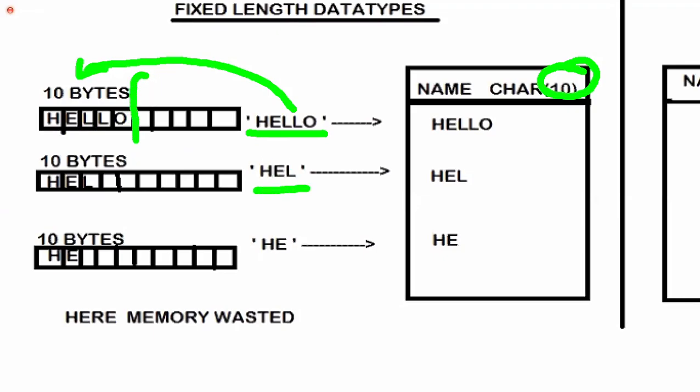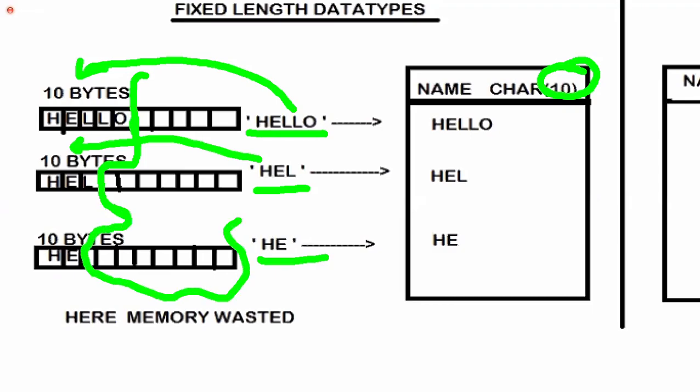And here hell is also allowed. For hell, it again allocates 10 bytes. See, the number of bytes does not change. Allocation is the same, 10 bytes, but only 3 bytes are occupied and the remaining bytes are wasted. And here for he, it again allocates 10 bytes. Occupied 2 and the remaining bytes are wasted. So this is what we call wastage of memory. Understand now? This is wastage of memory.